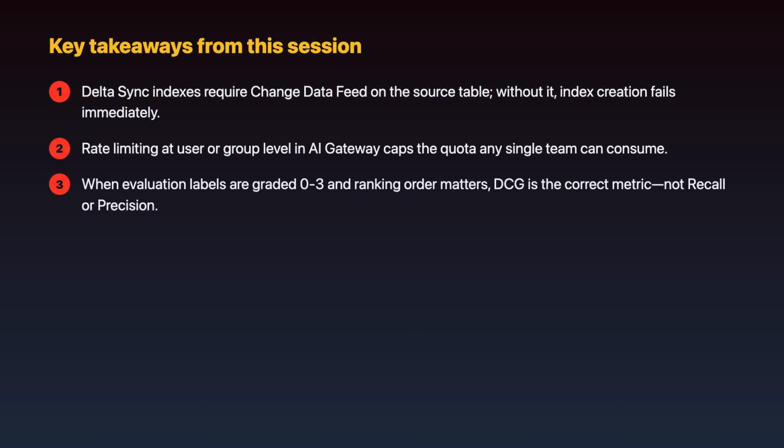3 takeaways from this session. First, delta sync indexes require change data feed on the source table. Without it, index creation fails immediately. Second, rate limiting at user or group level in AI Gateway caps the quota any single team can consume. Third, when evaluation labels are graded 0 to 3 and ranking order matters, DCG is the correct metric, not recall or precision.